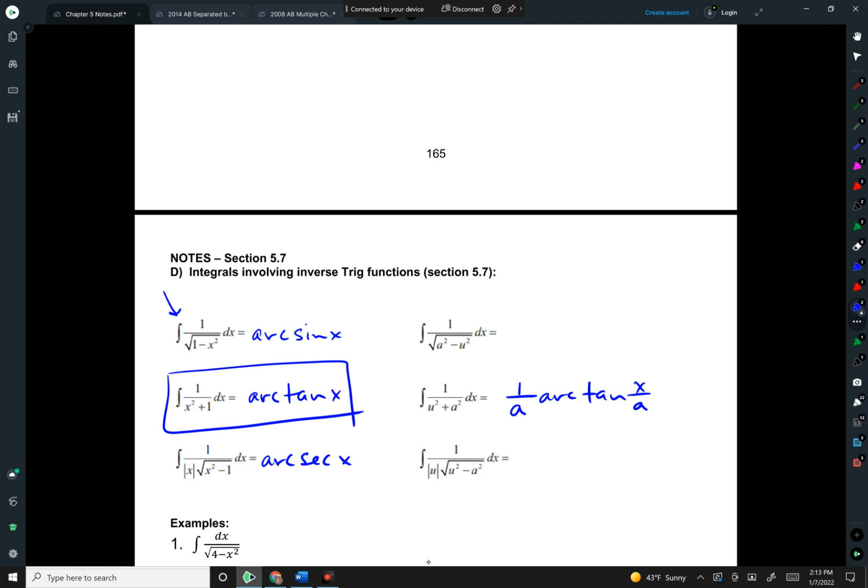Okay, so with that in mind, speculate with me on the one down below. Do you see how that kind of looks like the arc secant one? Oh, you know what? I told you something wrong. Arctangent of u over a. Sorry, I was using the wrong variables.